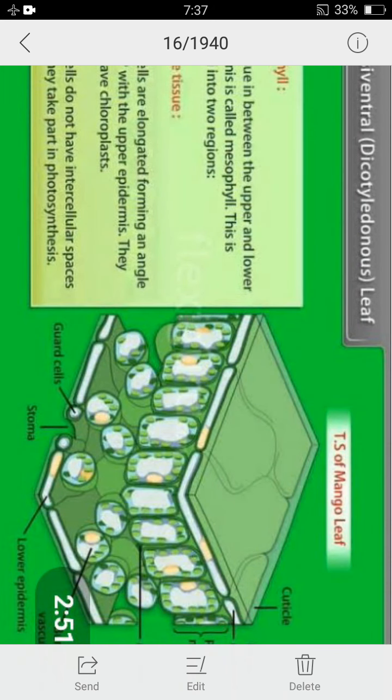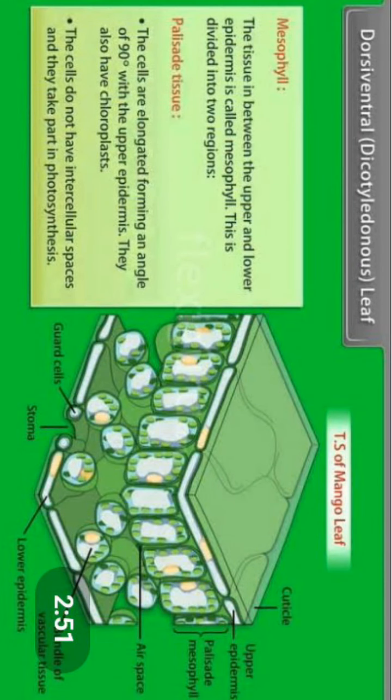Next, students, the vertical section of a dorsiventral leaf structure can be seen on the screen. This vertical section of a dorsiventral leaf, through the lamina, shows three main parts. What are the three main parts that can be noticed in this dicotyledonous leaf transverse section? First one epidermis, second one mesophyll, and third one vascular system. Now let us learn about these three parts in detail in this video.